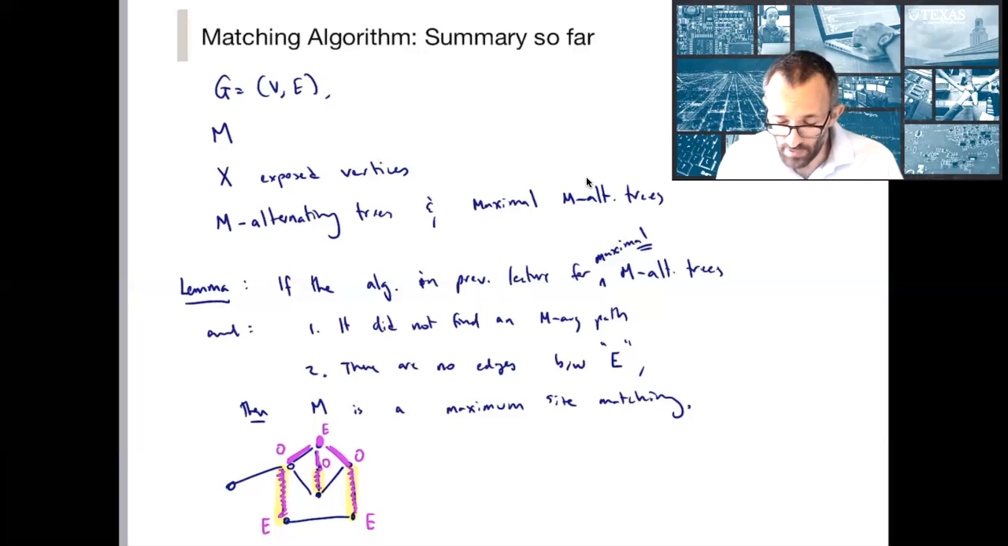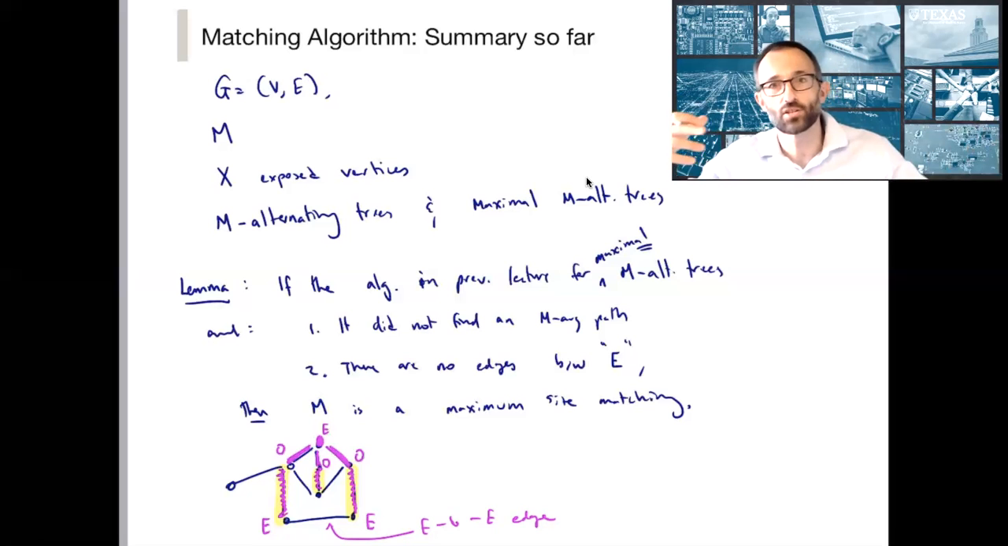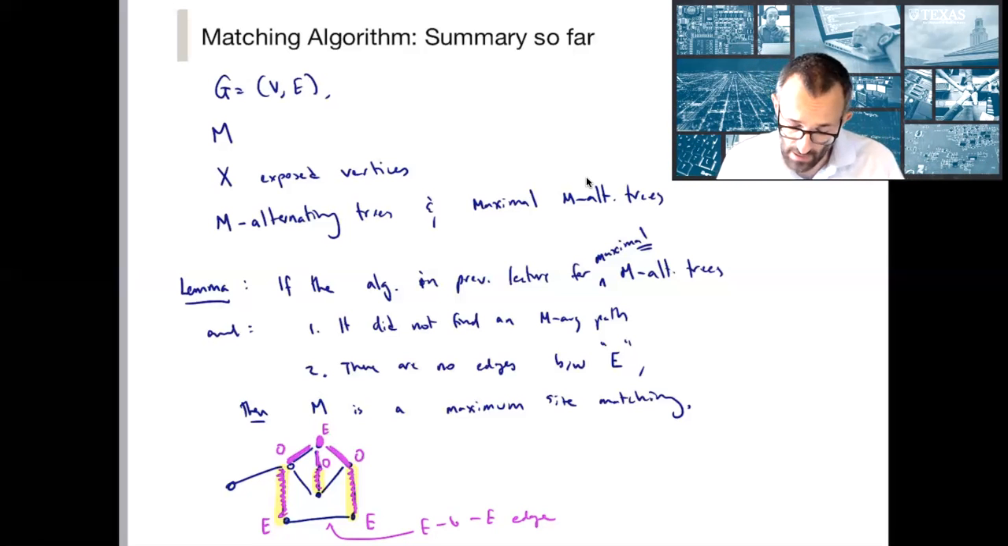And also the statement of the lemma is not satisfied because I have indeed an E to E edge. Note that this edge is not in the tree. So I never add an E to E edge when I'm growing my tree. So we need to keep straight what edges we're talking about. I grow my tree and then I look and I say, are there some other edges that I never added that are between E and E? And in this case, the answer is yes. And therefore, 2 is violated, and so this lemma correctly does not assert that this is a maximal matching.